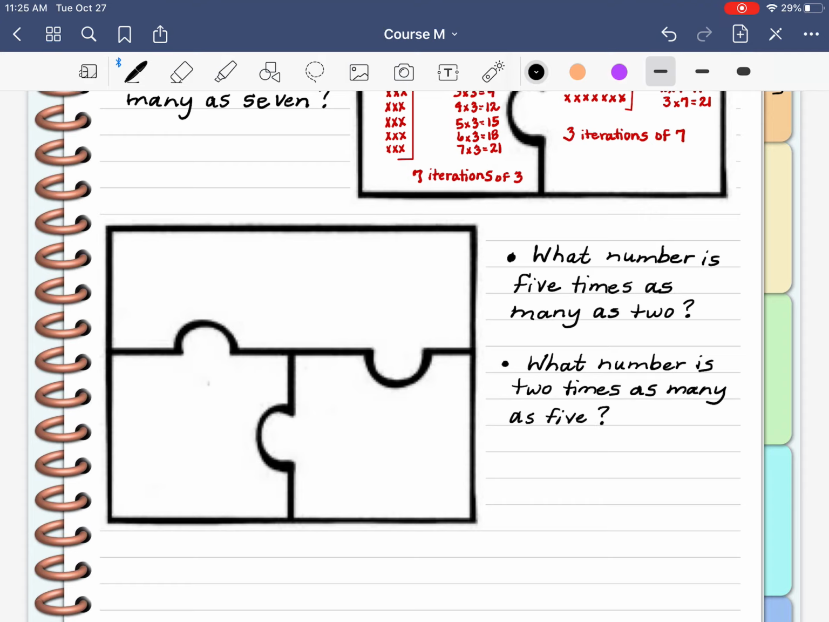Okay. So let's use our algebra skill that we learned a few minutes ago. Find the word is. That is your equal sign. What number? I'm going to let that be an n. So my equation is going to look like this. N equals 5 times 2.